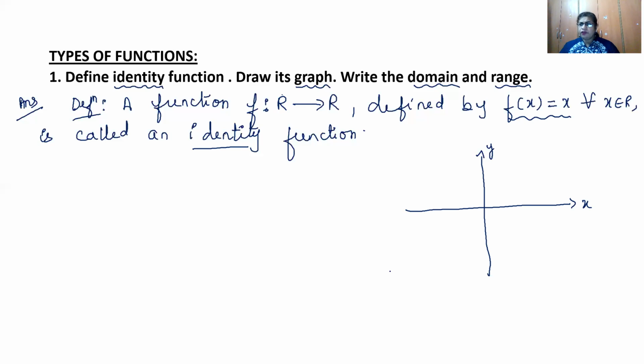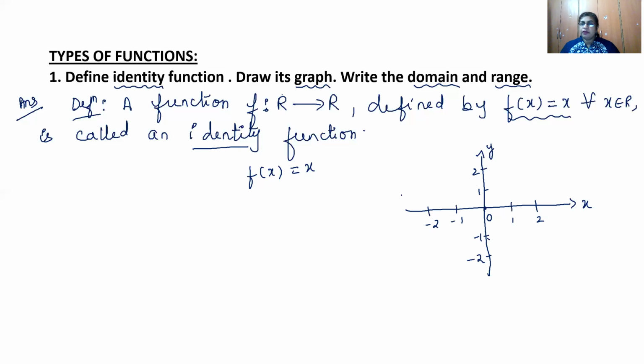Now we have the definition f of x is equal to x. So let me plot a few points here: 0, 1, 2. Here we have -1, -2. Here you have 1, 2, and here -1, -2.